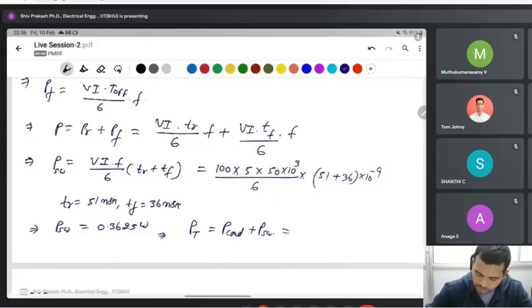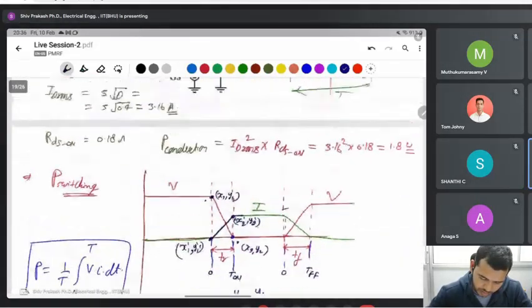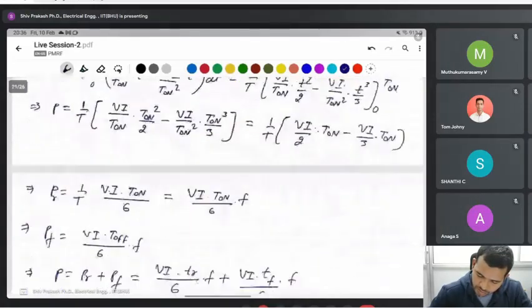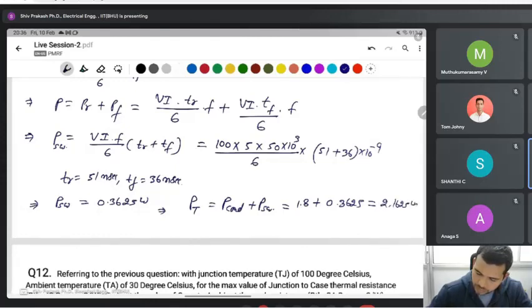The total power loss is P conduction plus switching power loss. Conduction power loss is 1.8 watt, plus 0.3625 watt. That is the total power loss.